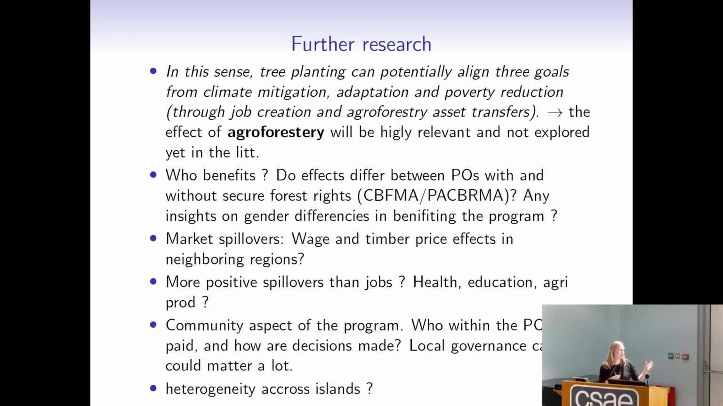And also, I think one of the big aspects of your program is the community aspect, which is really important and really nice. And that could really explain why this program is such a success. So maybe you have room for research in that direction too.